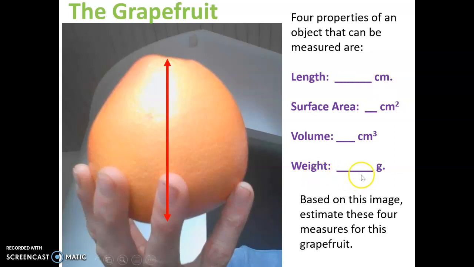And finally, please give a weight in grams. So remember, there are 1,000 grams in a kilogram. You can think of it that way. Let's see how close you are to the actual measures, which I will reveal very soon.